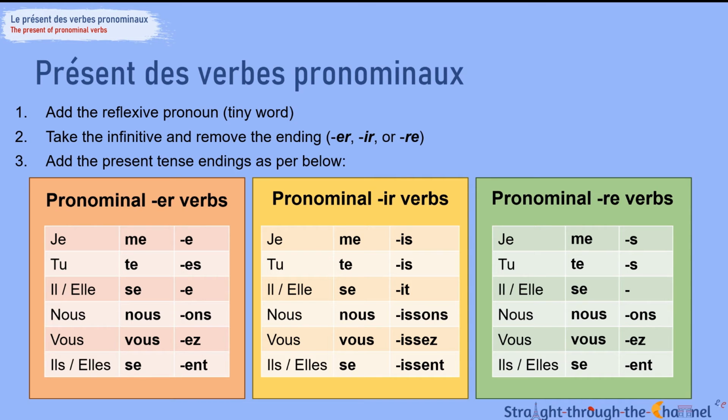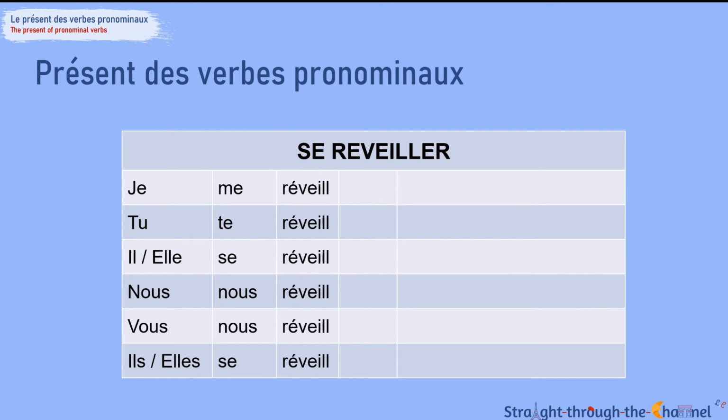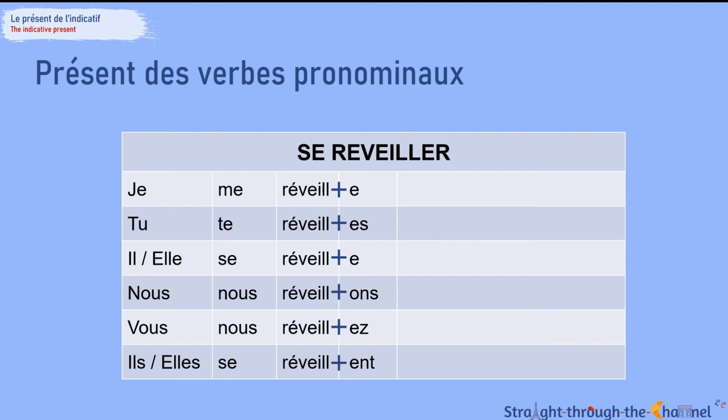And then it's going to work the same way as regular verbs if your pronominal verb is regular. So you're going to take the infinitive, or the dictionary version of the verb, and remove its ending, either er, ir, or re, and replace it with the present tense endings. If you can't remember how to conjugate the present tense, please don't hesitate to look at the video I made on this subject. So if we take the verb se réveiller, to wake up, we're going to add our tiny word, or pronoun, and then we're going to remove the er ending and add our present tense endings.